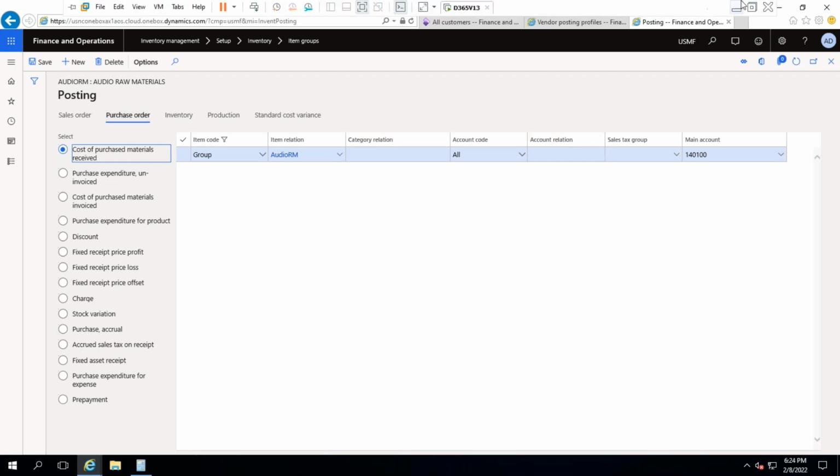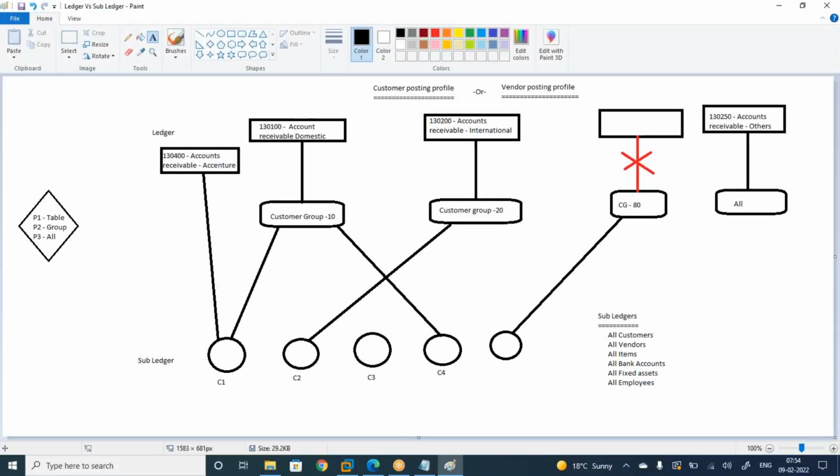In depth about these postings, we are going to learn tomorrow in detail about vendor invoice posting. Once again, we have discussed earlier, but I'm going to extend your knowledge. Earlier, you have learned vendor invoice posting. Tomorrow, you are going to learn product receipt postings also. Some more extension. But is it clear?